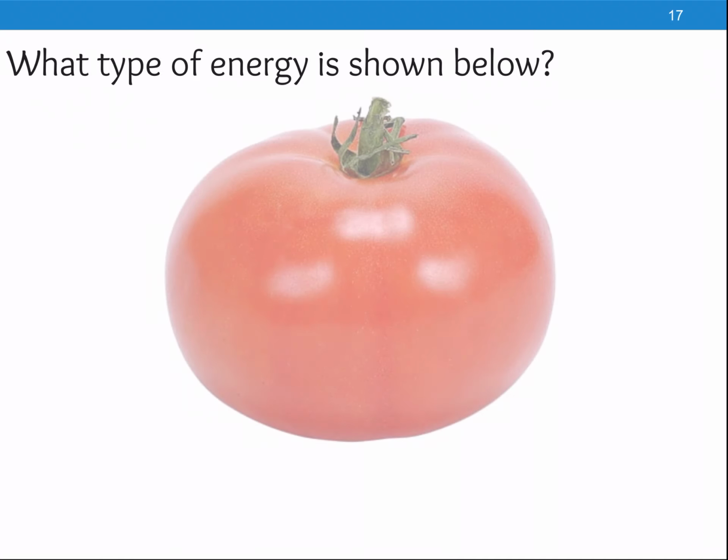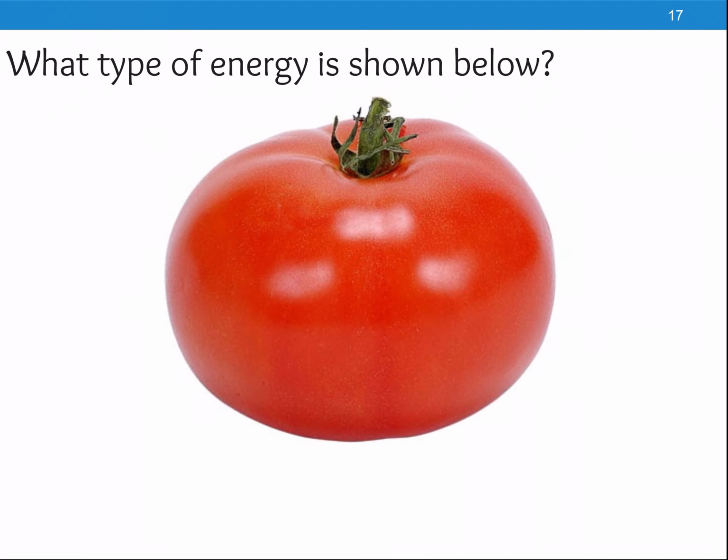Next up, what type of energy is shown with this beautiful looking tomato? All right. If you need to pause the video, please do so. We're going to go over the answers in 3, 2, 1. Chemical energy. So not only is this similar to the tree with how it grew with photosynthesis, like all plants do, but when you eat it, that also gives you chemical energy because food gives you energy.